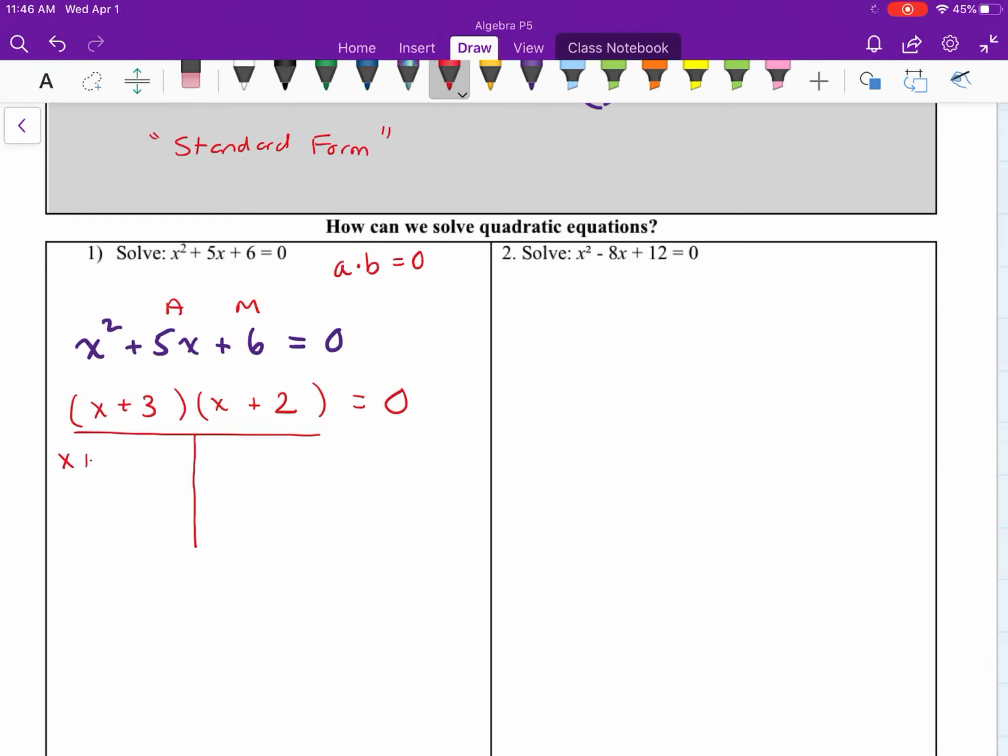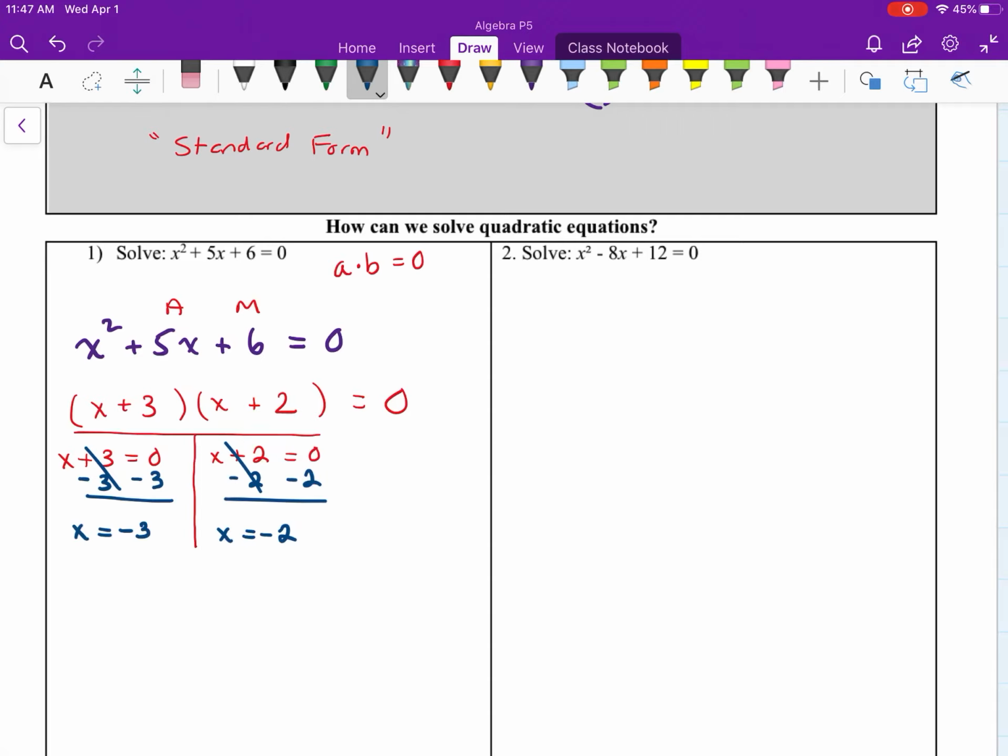So I'm going to have to prepare for that by making a little chart here, and I'm going to say x plus 3. This one could be the one that's equal to 0, or x plus 2 is the one that's equal to 0. And now you can solve for x. If x plus 3 equals 0, to get x by itself, you would subtract 3 on both sides and get x equals -3. And on this one, you would subtract 2 on both sides to get x by itself and get x equals -2.